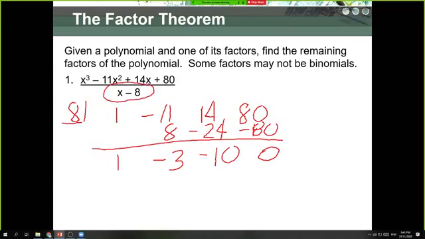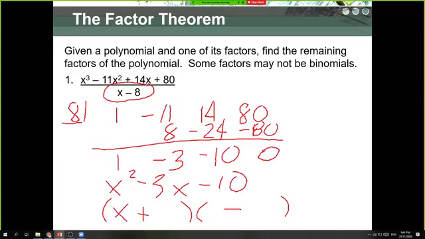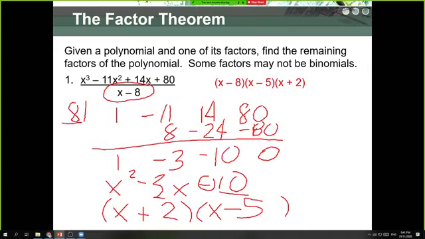Now let's write this down as an expression. X squared minus 3x minus 10. And let's do factoring now. So we have plus and minus, x and x. Factors of 10, when subtracted, it's 3. 5 and 2. 5 is negative. 2 is positive. So we have there x minus 8, x minus 5, and x plus 2.